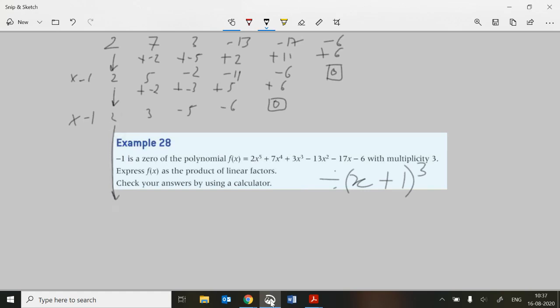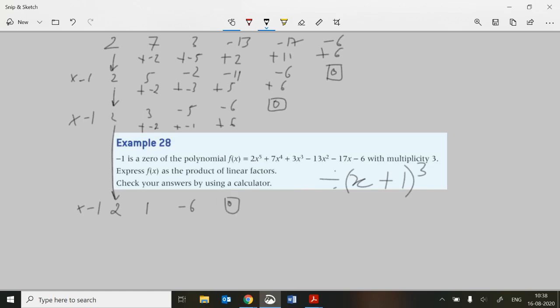And again, we're going to take the 2 down, times by -1. And we're going to put a plus here. Sorry for the question getting in the way. So times by -1, we're going to get -2. 3 plus -2 gives us 1. Times by -1 gives us -1, which gives us -6 again. Times by -1 gives us +6, and then we get our 0 here as well.